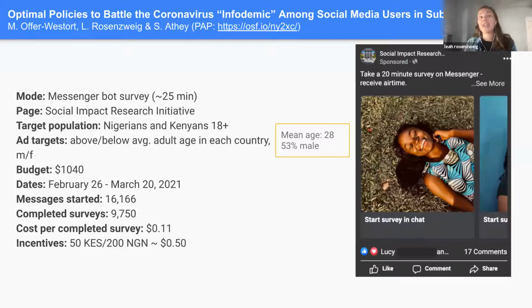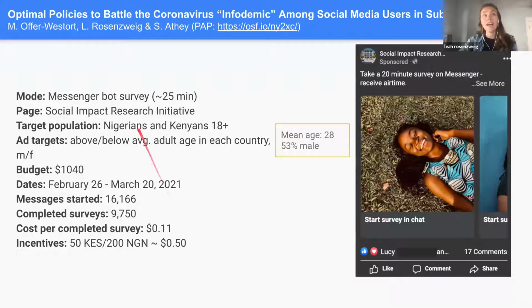So here we were targeting Nigerians and Kenyans on Facebook to understand how to combat the infodemic and stop the spread of coronavirus misinformation. We spent about $1,000, got about 16,000 messages started in the Messenger app, and that translated into almost 10,000 completed surveys. So a cost of about 11 cents per survey. Again, we were incentivizing people, sending them airtime equivalent to 50 cents after they completed the survey.